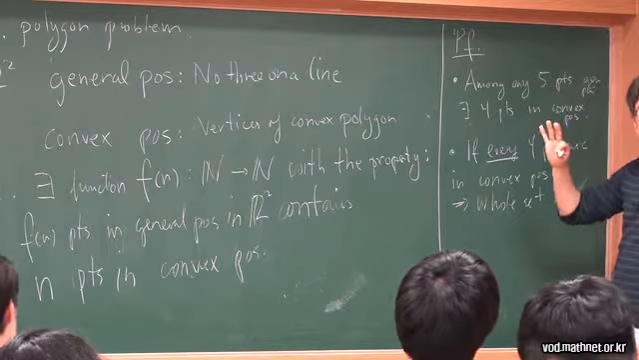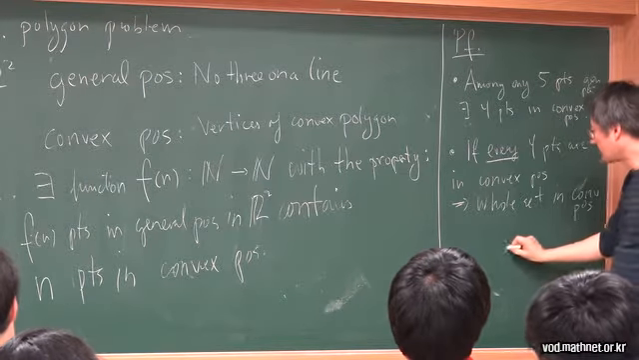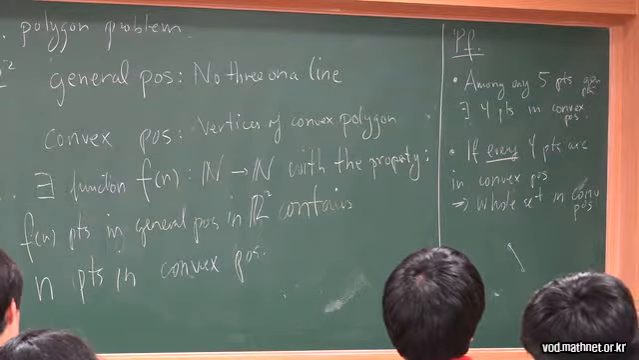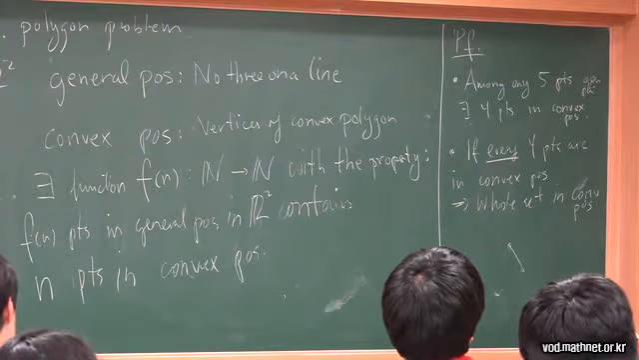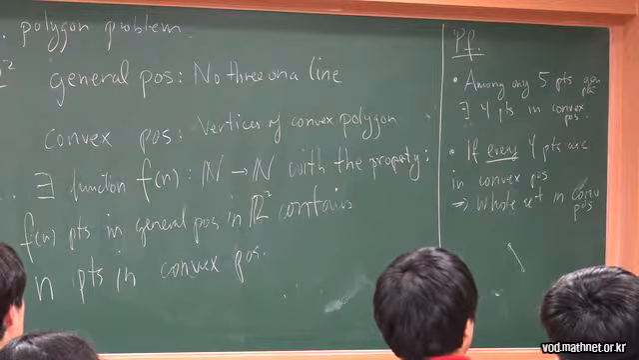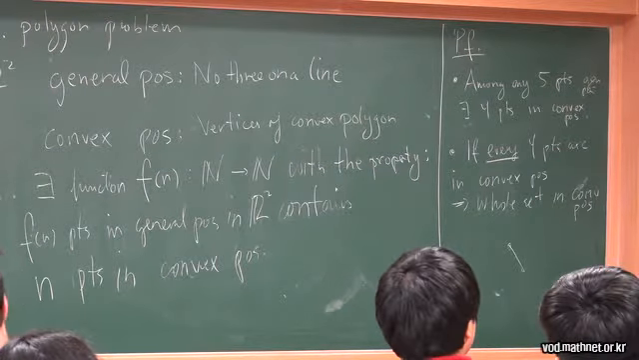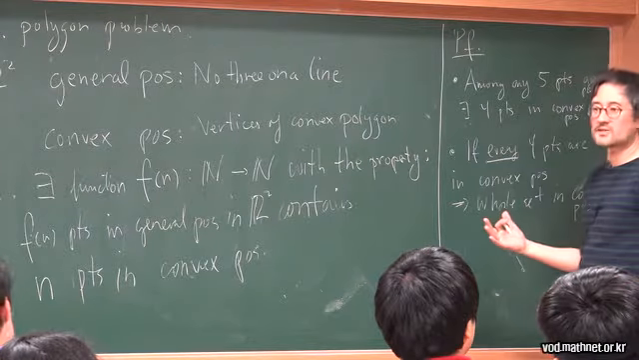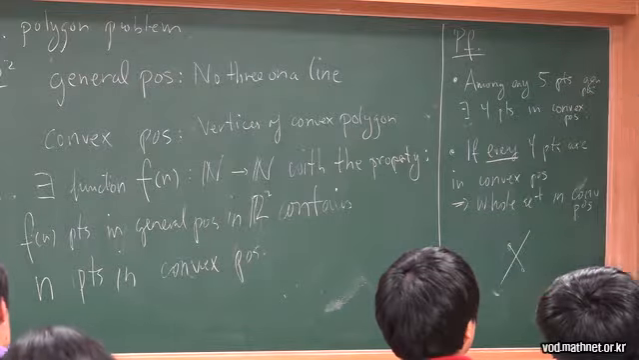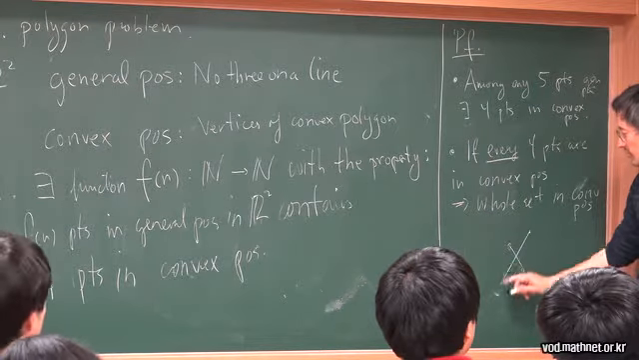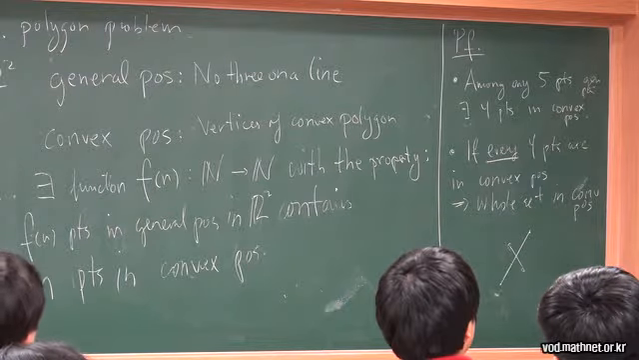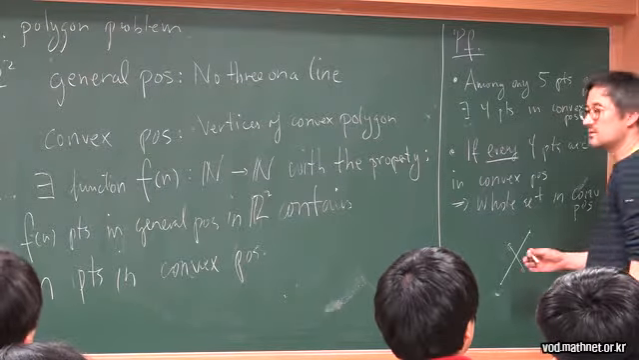Take your 5 points, they're in the plane, and for every pair of points, draw the segment between them. Okay? When you did that, you drew a graph. What graph have you drawn? K5. What do we know about K5? K5 is not a planar graph. So it meant that there were 2 segments that crossed. And they form 4 endpoints, and those must be in convex position. This is easy to check. Right?